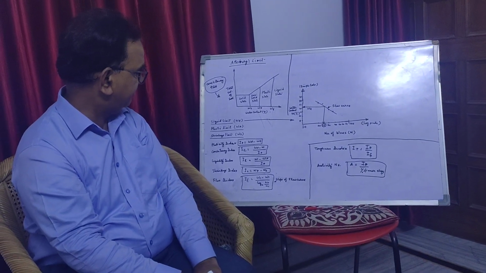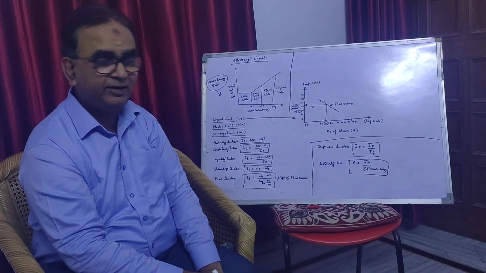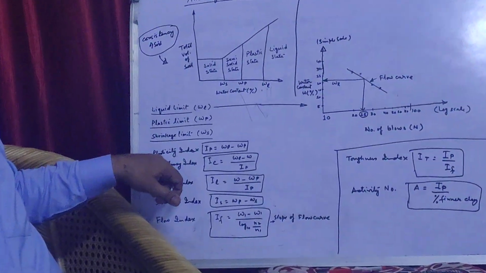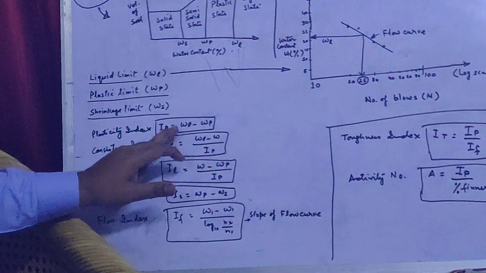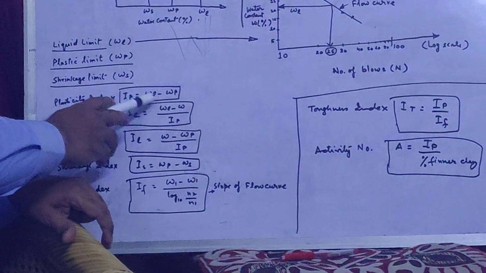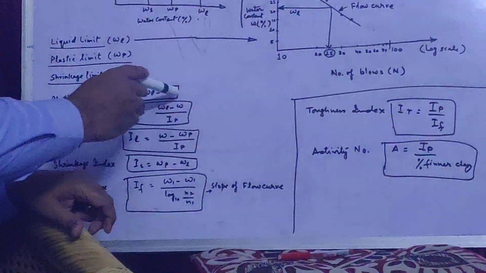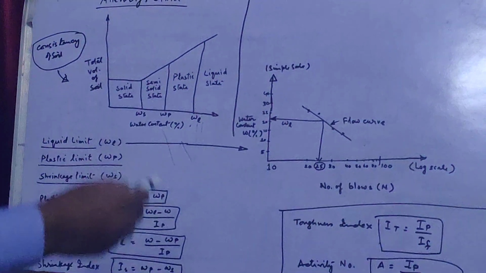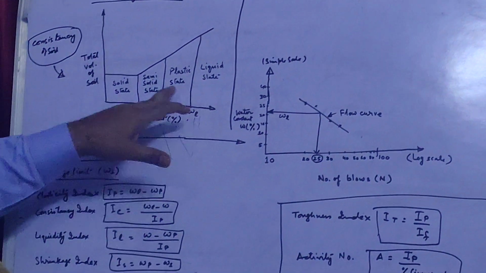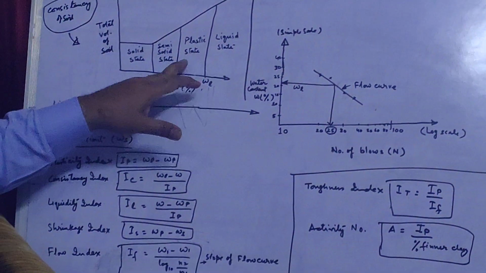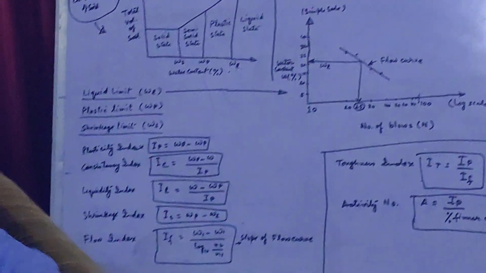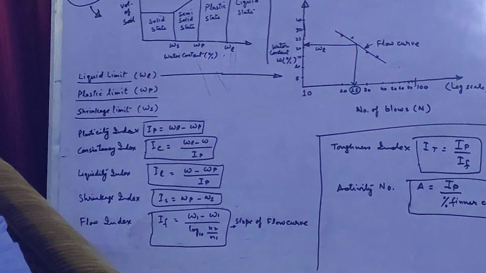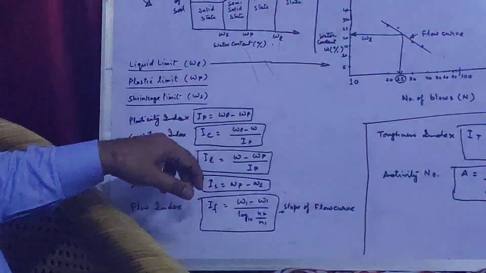There are various indexes using these limits. These are namely the plasticity index, which is nothing but the liquid limit minus plastic limit. That is, this is the range of the plastic state. This is the IP, meaning the range of the plastic state is known as the plasticity index. It is a very important plastic property of the soil or the fine grained soil.